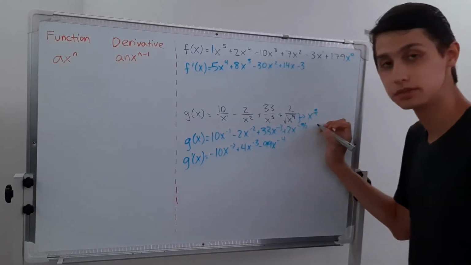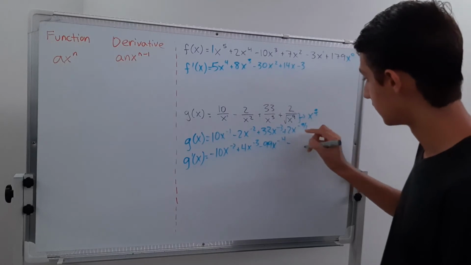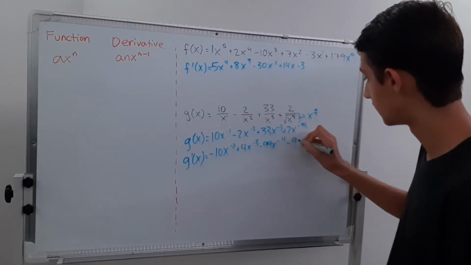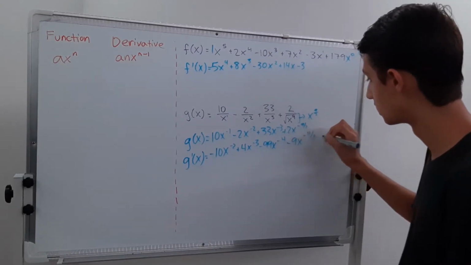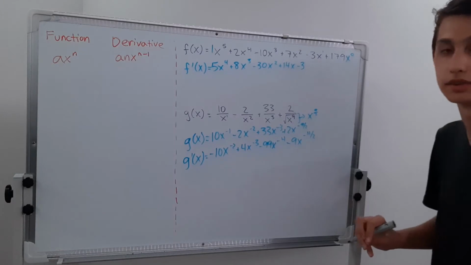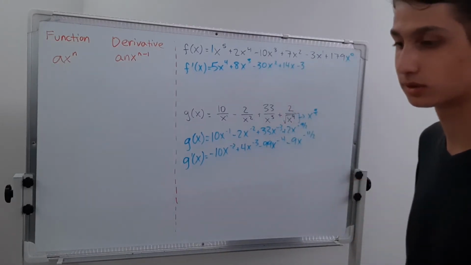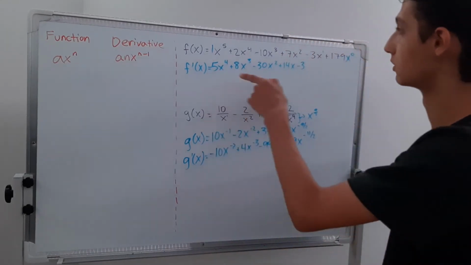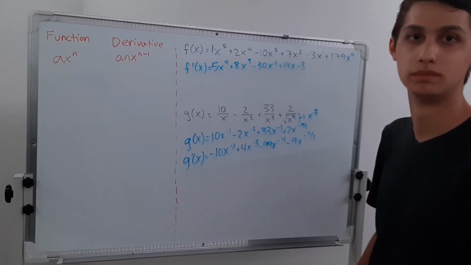And here, this is a fraction. Again, just do the same thing. This becomes a negative 9 over 2 times 2, which is just 9, x to the negative 11 over 2. And that's it. That's our derivative. And yeah, so that is the power rule. I don't really need to go over anymore because in each one of these we did some practice. So we'll move on to the product rule.